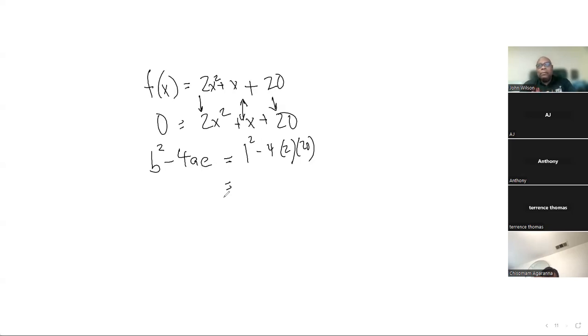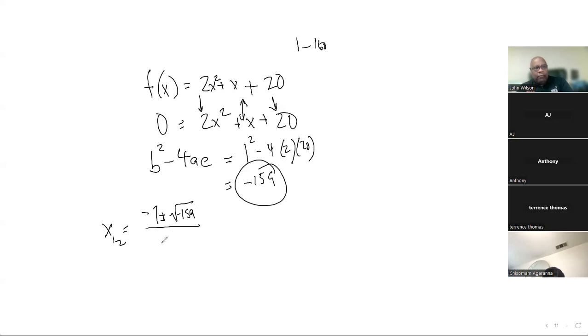AJ? Is it negative 159? Yep. Why? Because it's 1 minus 8 times 20, which is 160. So that means the solution is going to be x1,2 is minus b, minus 1, plus or minus the square root of negative 159 over 2 times 2, this time 4. This gives us minus 1/4 plus or minus 1/4 the square root of 159, which is ugly.